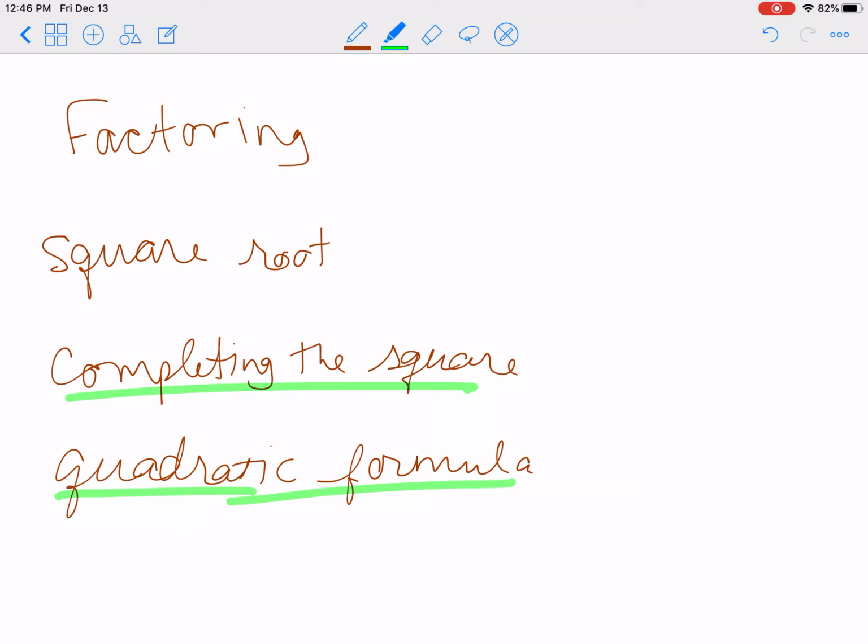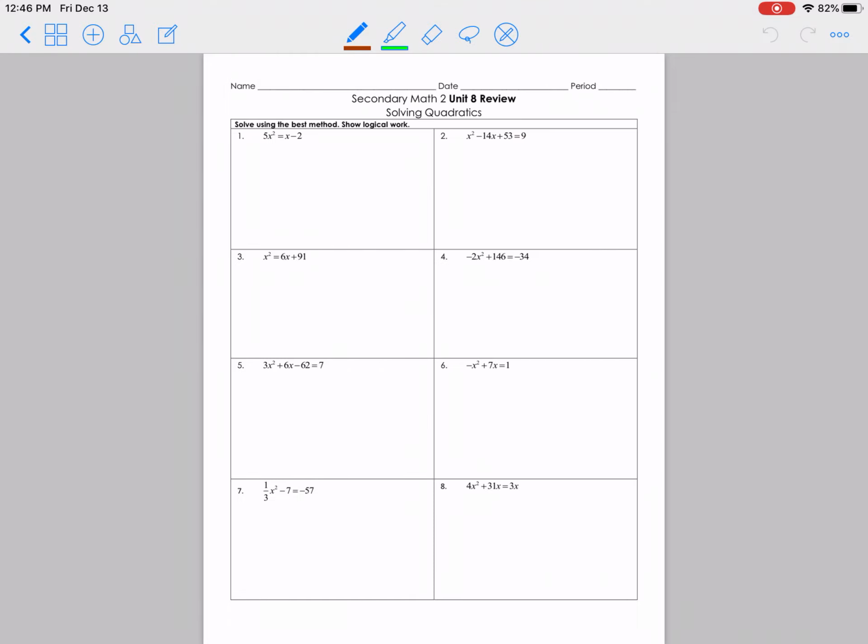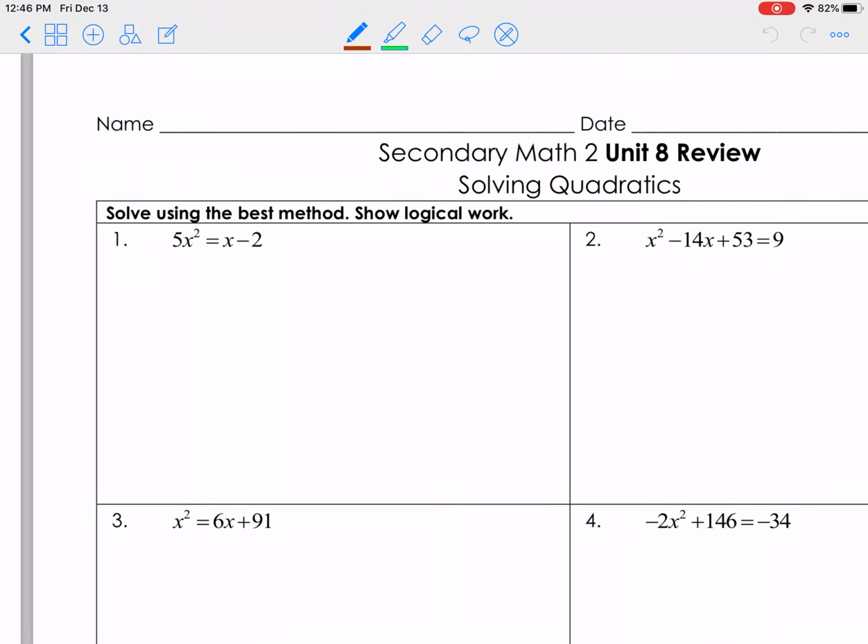I use factoring because it's faster, so that's a method that I like to look for, and the square root method is a little bit faster too. So let's remind ourselves of some of the advantages of each. For the square root method to work, we need an equation that looks essentially like this. That term is missing. So we have a quadratic term and then constants, no variable to the first power. So let's take a look at the review and see if there are any problems that fit that.